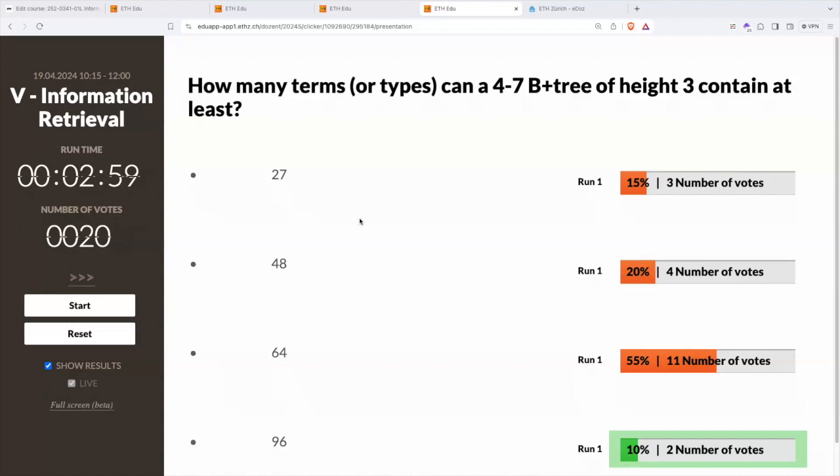So we have 2 times 4 times 4 times 3. 2 times 4 is 8, times 4 is 32, times 3 is 96. Right? So this is where the 96 comes from. Okay? As an exercise, you can try to compute the maximum number of terms that could be in a 4,7 B plus tree of height 3. Who is now aligned with that result? Who understands how we come to 96? All right, very good.